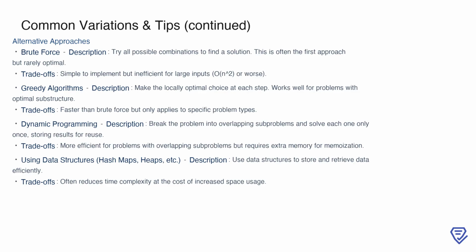Lastly, using data structures such as hash maps or heaps can significantly optimize your solution. These structures allow you to store and retrieve data efficiently, often reducing time complexity, though they may increase space usage. Understanding when to apply each of these approaches can help you develop more effective solutions tailored to the problem at hand.